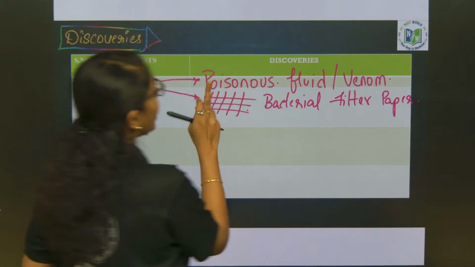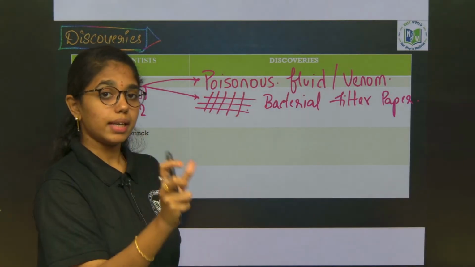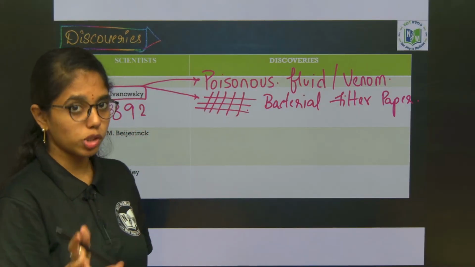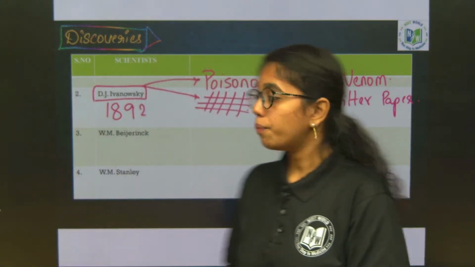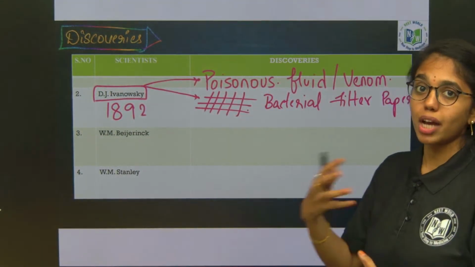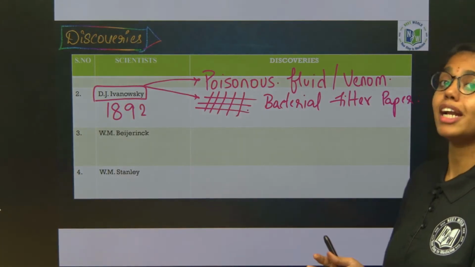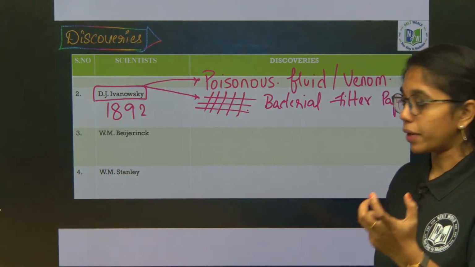He said that virus is a poisonous fluid or venom which causes the disease in the tobacco plant, tobacco mosaic virus. He didn't name it yet, but he considered it a poisonous fluid or venom which causes infection to healthy plants, and the size of the viruses is smaller than bacteria. They can easily pass through bacterial filter paper.